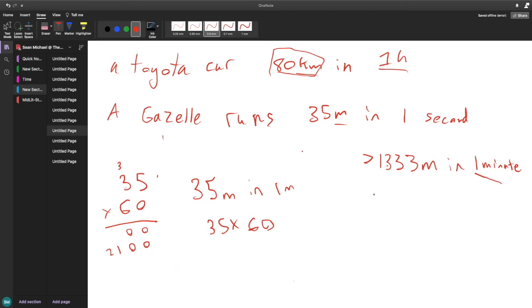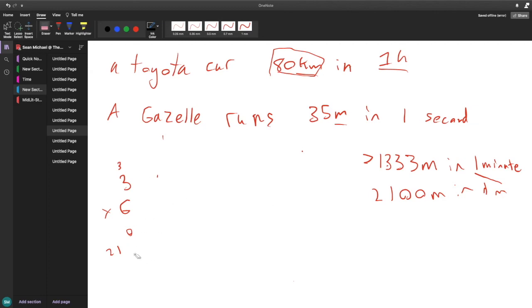So the gazelle runs 2,100 meters in a minute. So it's going faster in a minute than the car. So yeah, that's kind of cool. So this is in a minute, and we've figured it out. But that's a pretty hard question. If you don't get that, that's fine. Don't get freaked out about it. That is just a bit of extra stuff to figure out how to convert numbers.